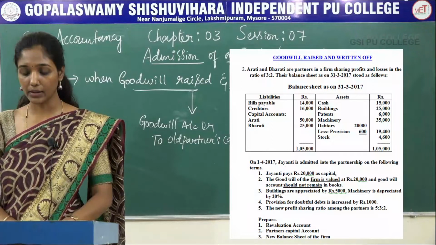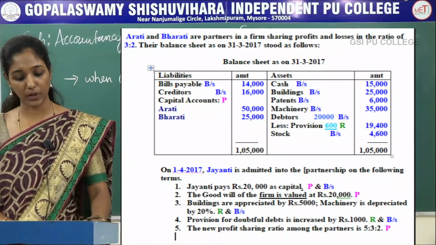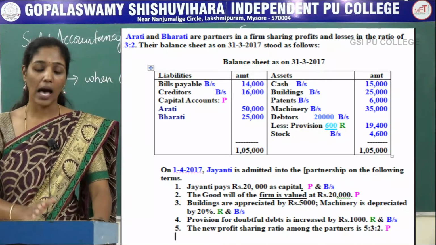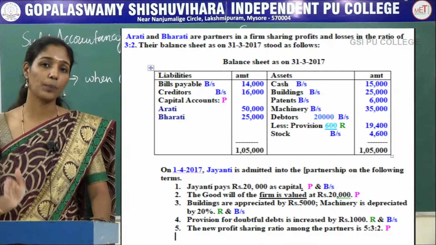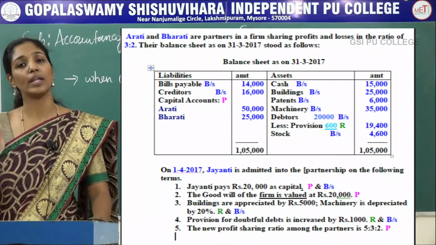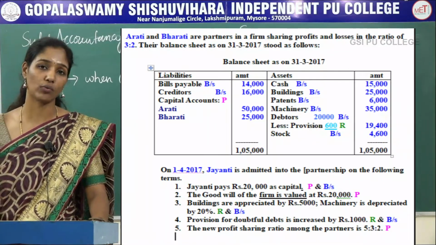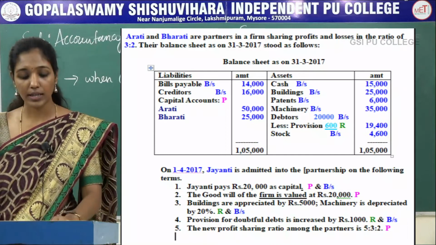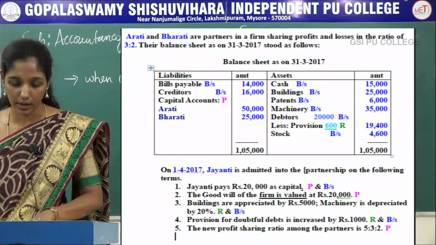The next is buildings are appreciated by rupees 5,000. Machinery is depreciated by 20%. As you all know, when the value of the asset decreases, it should be recorded on the debit side of the revaluation account, whereas when the value of the asset increases, it should be recorded on credit side of the revaluation account. The next, provision for doubtful debts is increased by rupees 1,000.